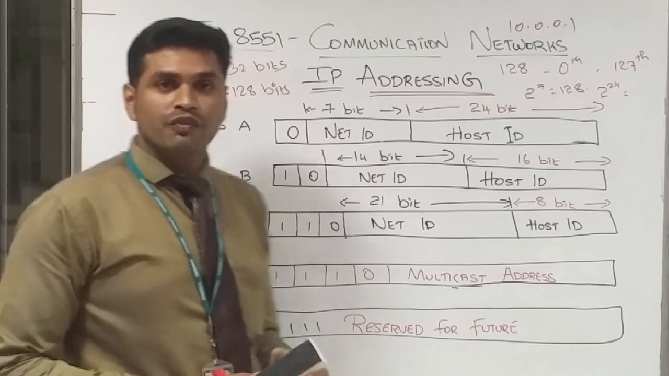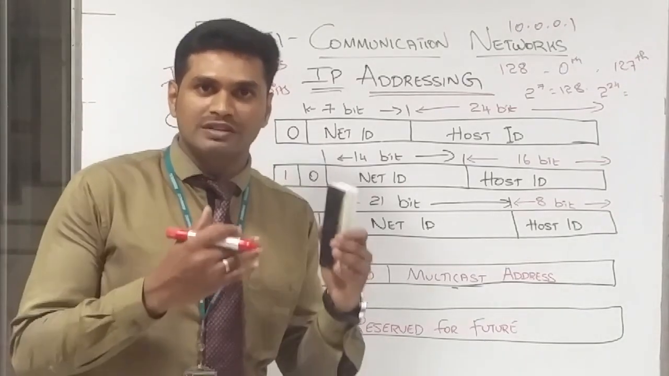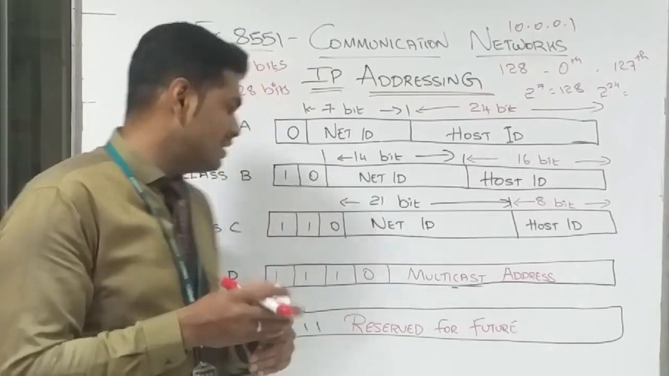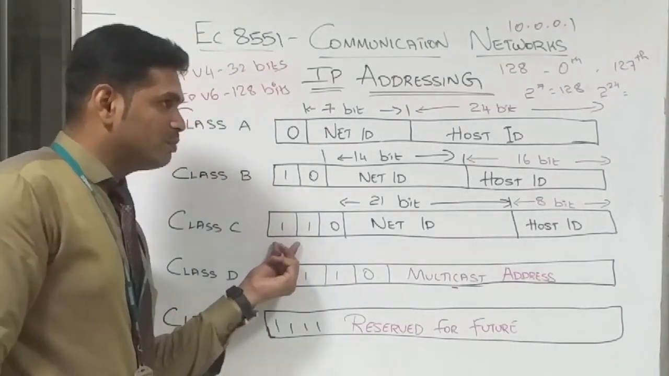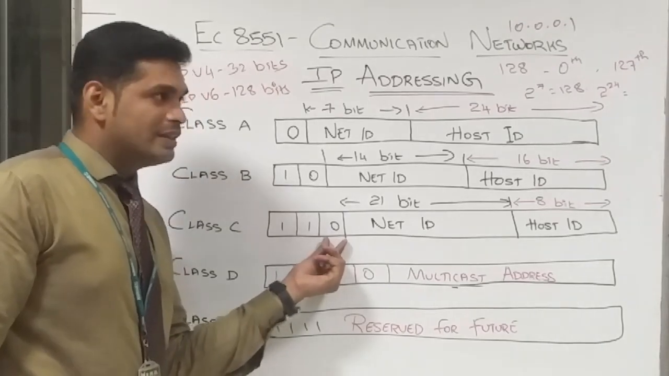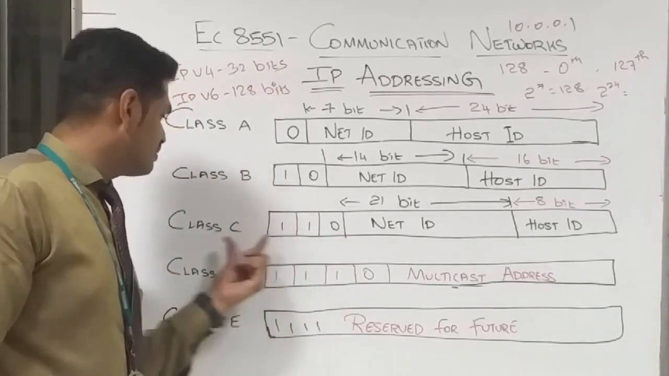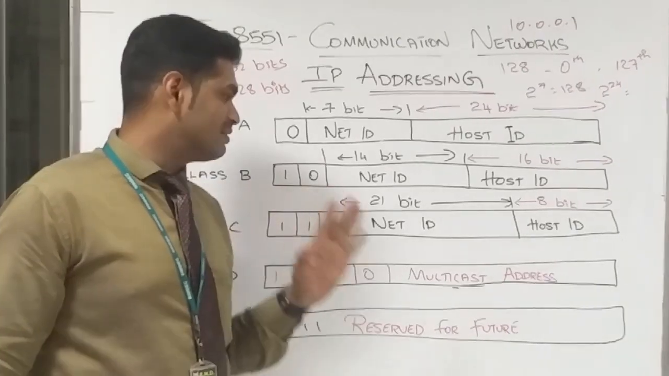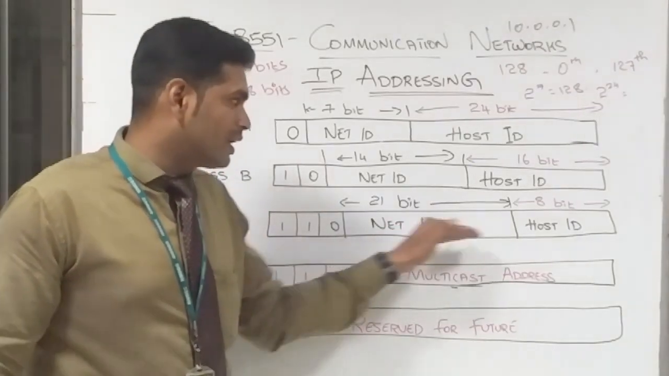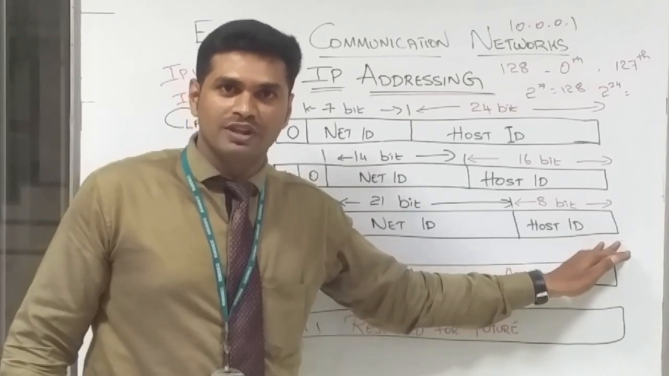In case you want to find out whether an address belongs to class C, as I told you, in class C you have to check the very first bit. If the first bit is 1, the second bit is 1, and the third bit is 0, then it means this address belongs to the class C addressing scheme. The remaining 21 bits represent the network ID, and the last 8 bits represent the host ID.